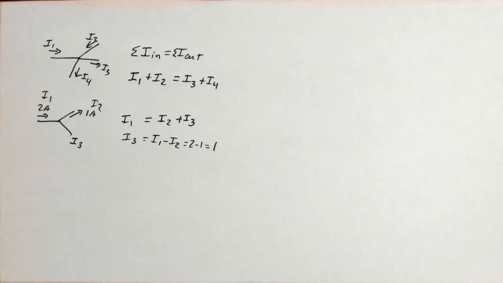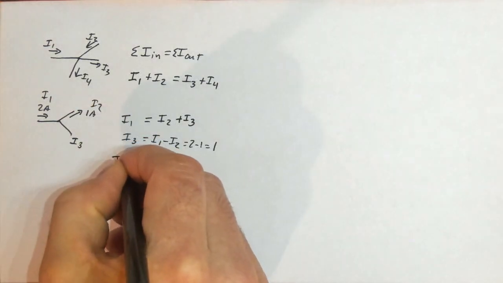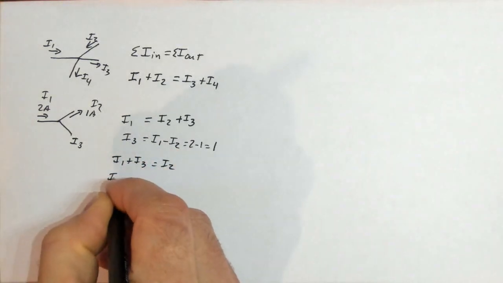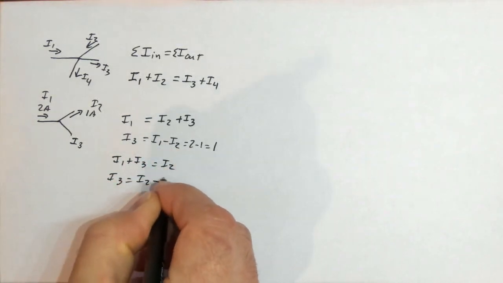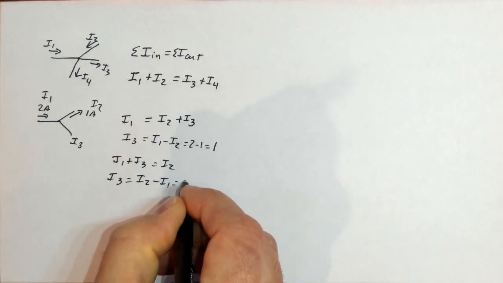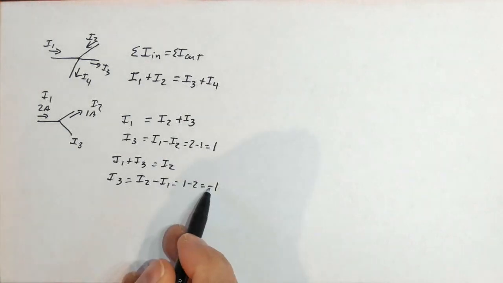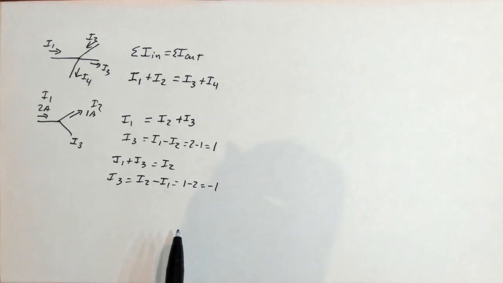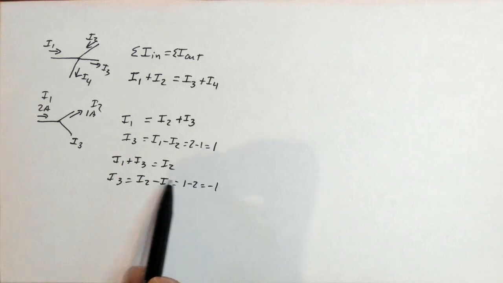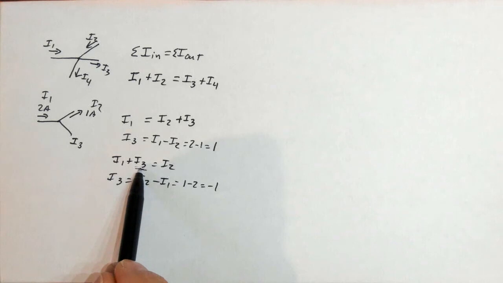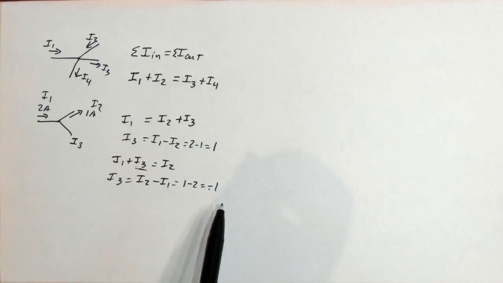It was an output. Now, had I thought maybe it's an input, I could have put I1 plus I3 equals I2. Solving for I3, I get I2 minus I1, which is 1 minus 2, which is negative 1. Which means I got a negative sign. The negative sign means I put it on the wrong side of the equation. It really is an output. I assumed it was an input, I got a negative sign, which means it's actually going out.